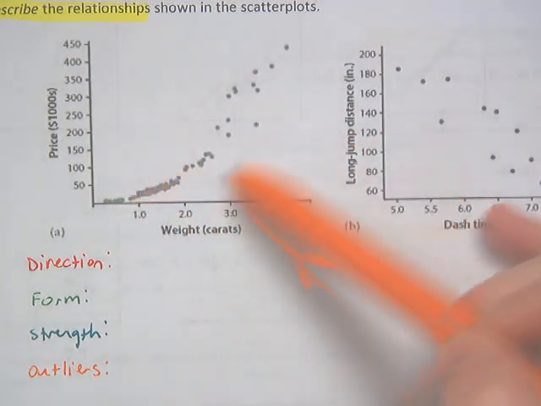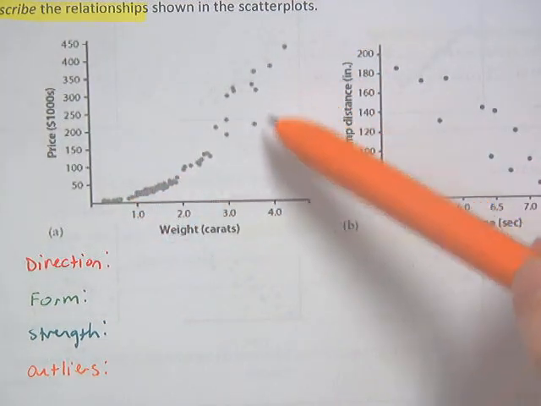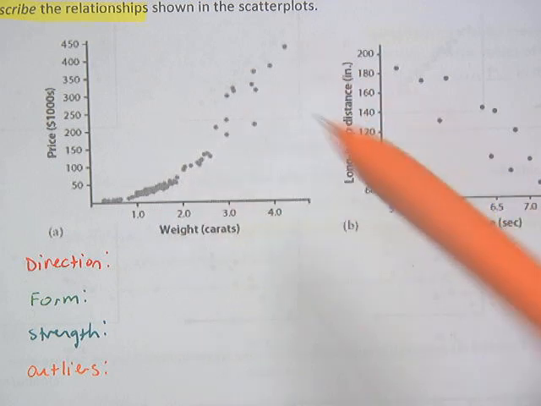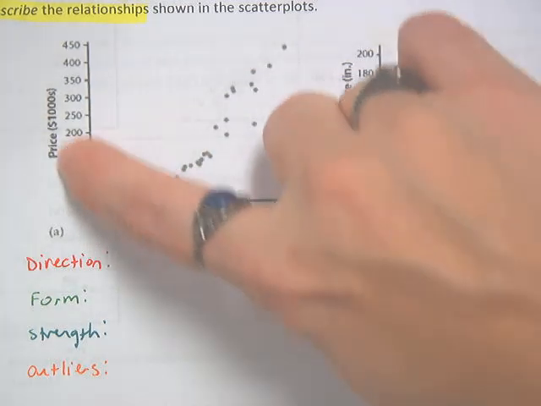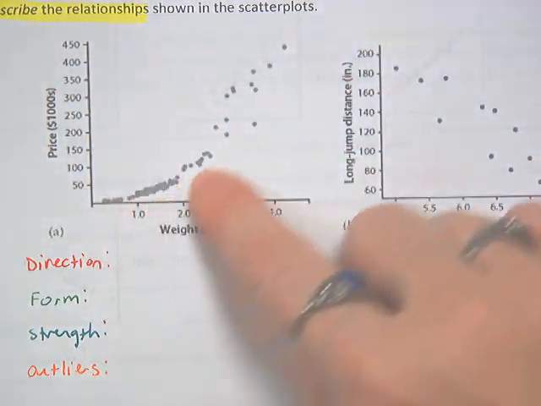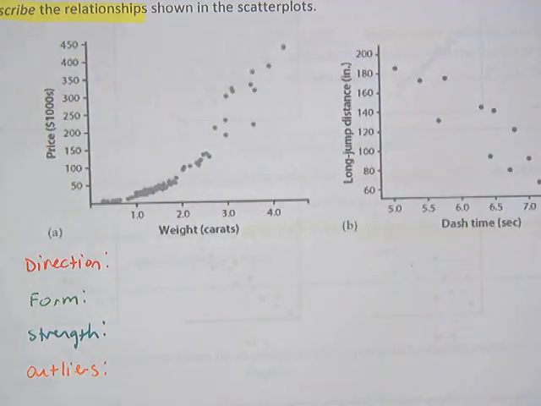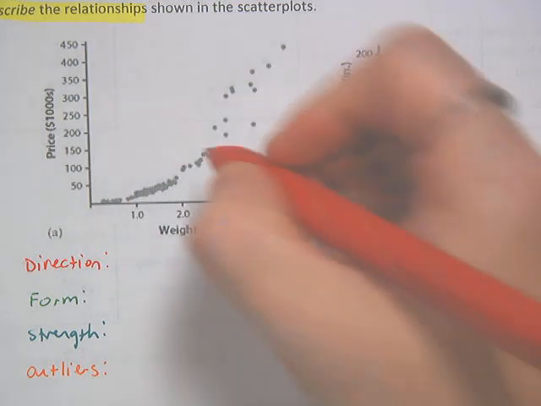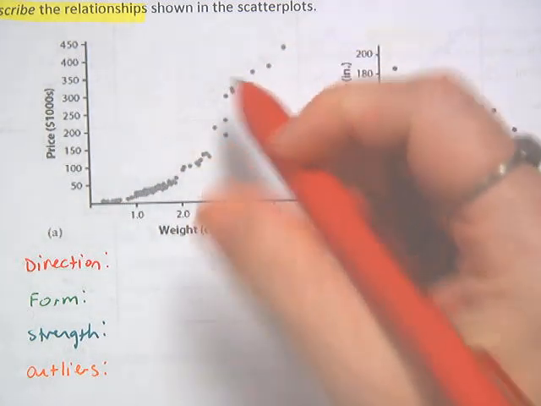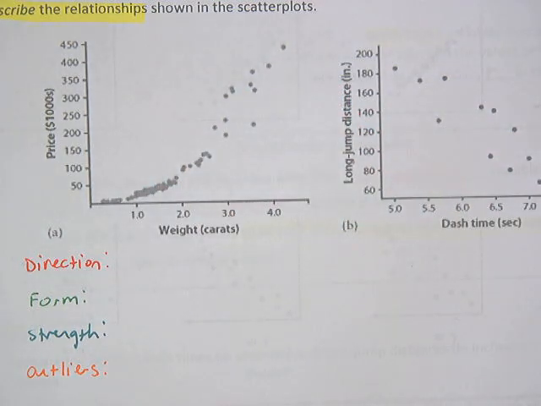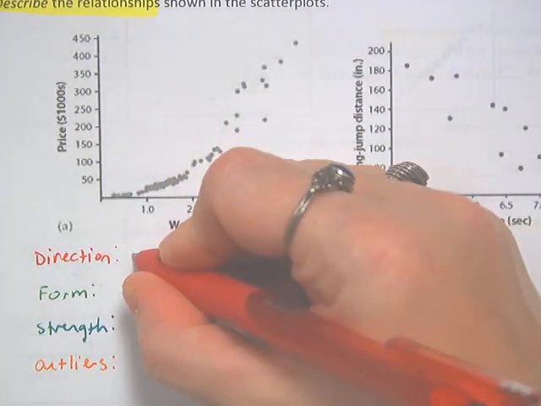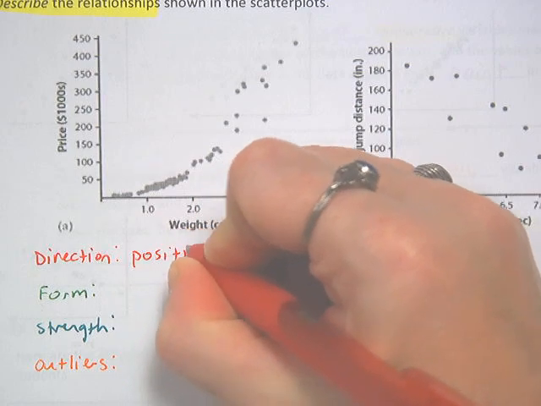Let's talk about direction. If your options are positive, negative, or none, what would you say about the weight? Let's say this is about diamonds. How many carats your diamond is and the price here. Would you say that has a positive, negative, or no association? Positive, right? Because it's kind of trending upwards. The bigger your diamond is, the more it costs. So they're both increasing. That would be a positive.